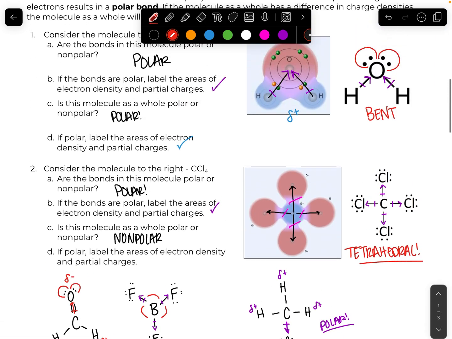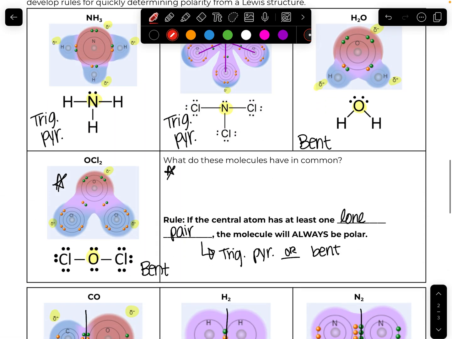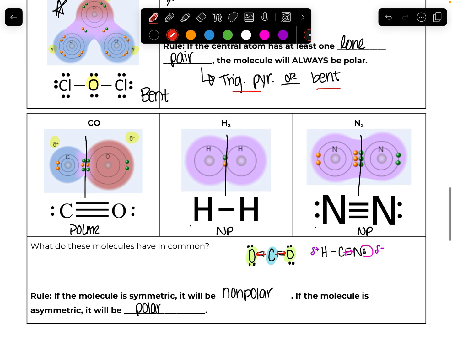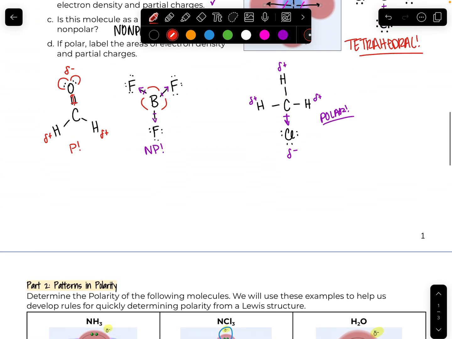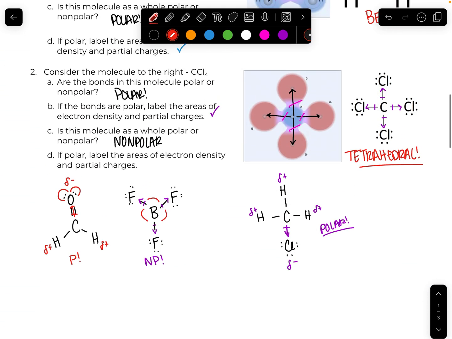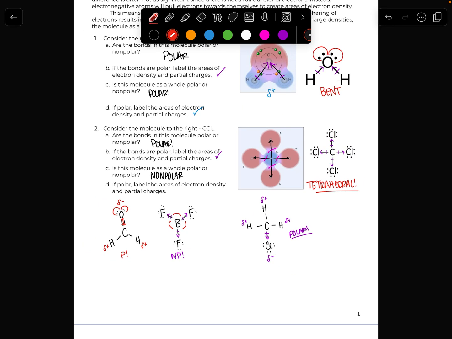So just to recap, bent and trigonal pyramidal, always polar because of the lone pairs. Things that are linear, things that are tetrahedral, and things that are trigonal planar, you have to determine the polarity first by looking at the symmetry of the molecule.